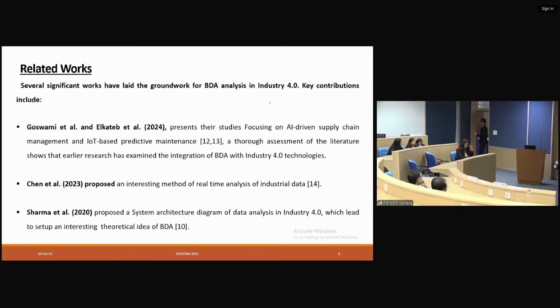Here are some related works that have laid the ground for BDA analysis in Industry 4.0. Some key contributions include several articles I have included in the related work section. Goswami and Ilketev present their study focusing on AI-driven supply chain management and IoT-based predictive maintenance. Both papers were published in 2024. Chain and their co-authors present an interesting method of real-time analysis of industrial data, and Abhishek Sharma and their co-authors also proposed a nice system architecture of big data analytics in Industry 4.0, which sets up interesting theoretical ideas of big data analytics.